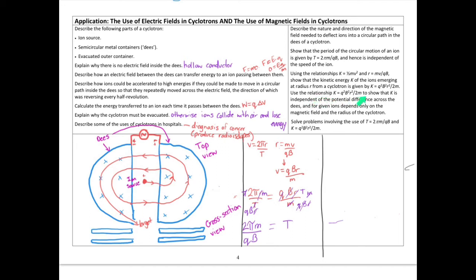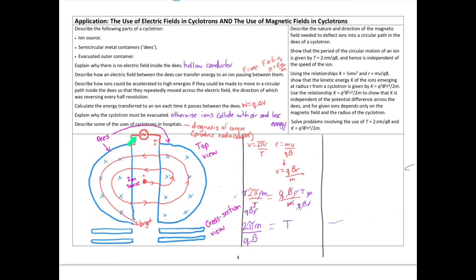Use the relationship there to show K is independent of the potential difference across the D's, and for given ions depends only on the magnetic field and radius of the cyclotron. So the energy this ion comes out of here at the end depends only on its charge, the magnetic field strength, the radius and the mass. It doesn't depend on this voltage that we're using.